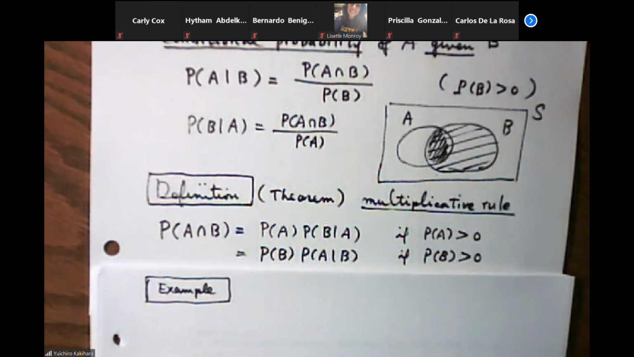So now here's the example. In a bowl there are blue chips and red chips. There are 7 blue chips in a bowl.